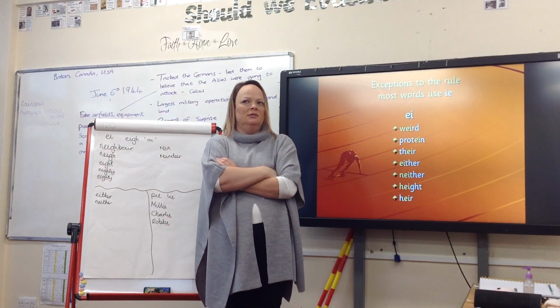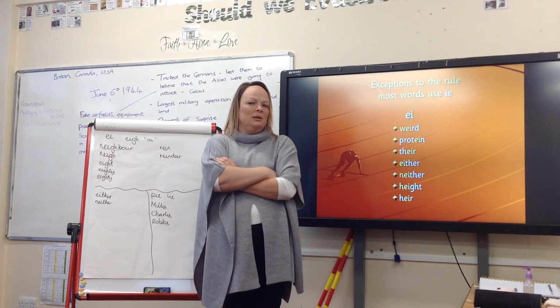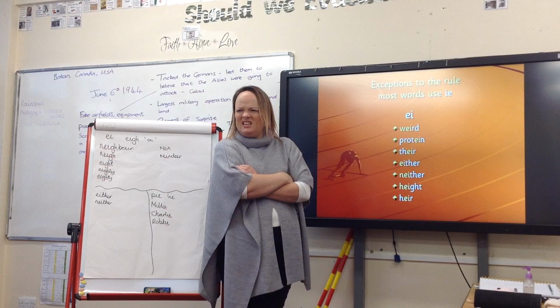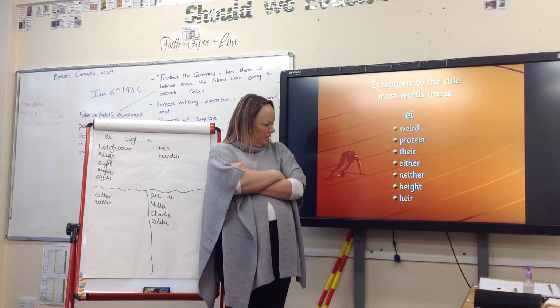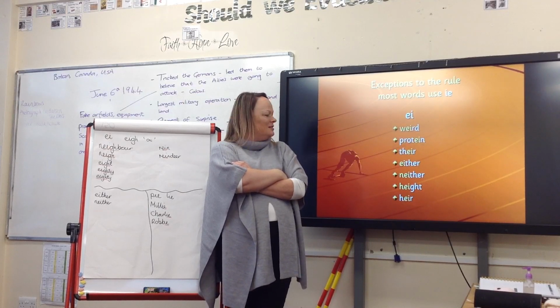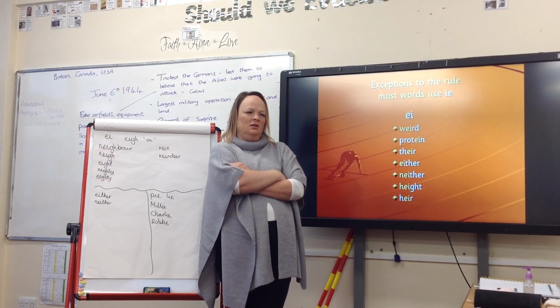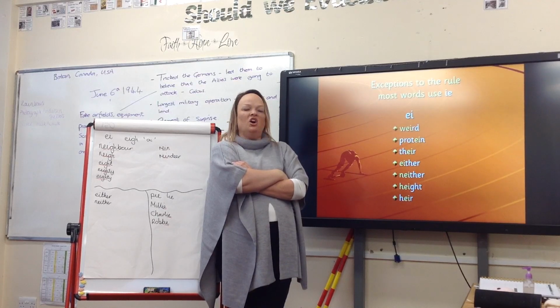Height. Is it making an E sound? No, it's making an I sound, isn't it? Wouldn't you expect it to have an A because it's a quadgraph? Yeah, but it doesn't make that sound. It makes an I sound. Height, which you think would be H-I-G-H, like high.